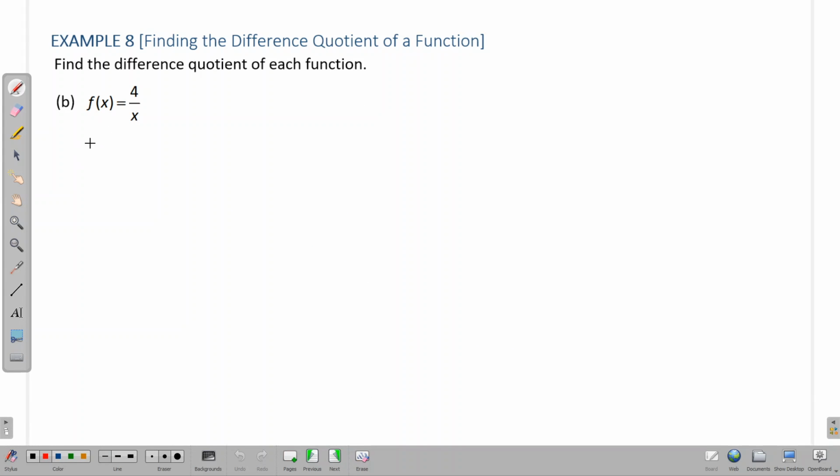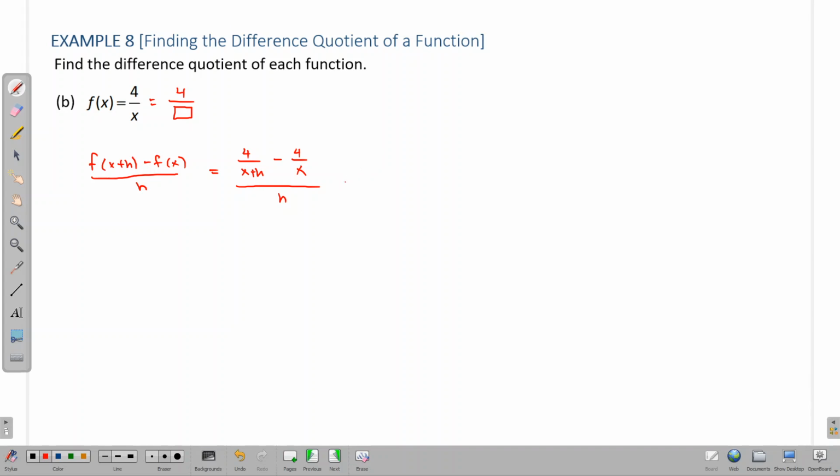Okay, so this one we can at least start a little bit quicker. We're just going to write f of x plus h minus f of x. Actually, let's do the whole thing. This one's much easier to plug in. When you see this function, this is the way I see it: 4 over an input box. We're plugging x plus h into the input box, so this is 4 over x plus h. That's the first part, f of x plus h. Minus just the function itself, so 4 over x. And then the whole thing is over h.